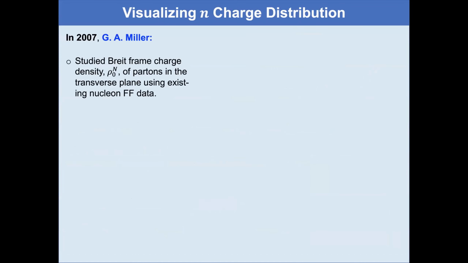In 2007, Gerald Miller successfully expressed the unpolarized neutron's light-front charge density ρ0n in the transverse plane in terms of Sachs form factors and used the existing neutron elastic form factor data to reveal its nature.